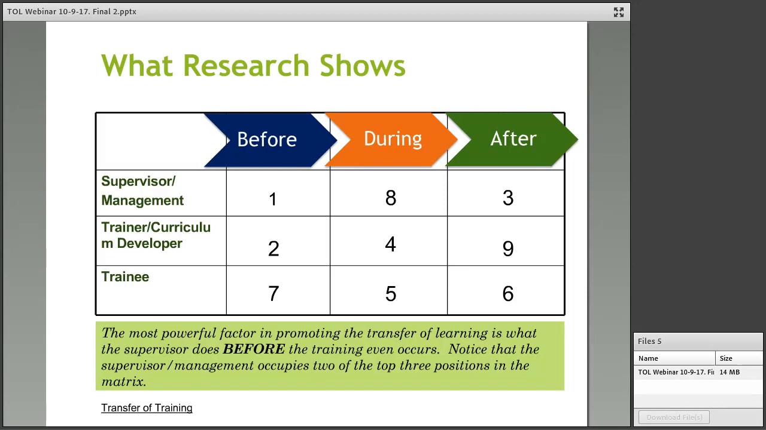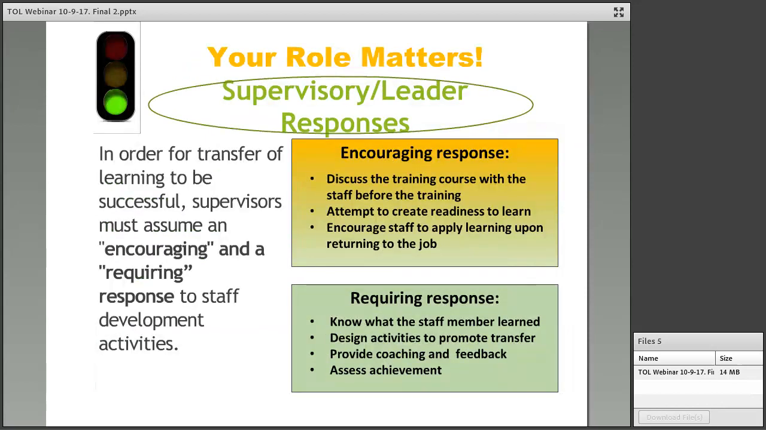But all too often we see the focus of learning is falling solely on the shoulders of the trainee or the trainer. And it's just not true. So supervisors are instrumental in supporting the transfer of learning. They're most successful when assuming an encouraging or requiring response to staff development activities.